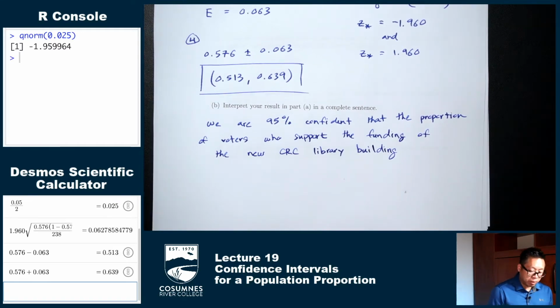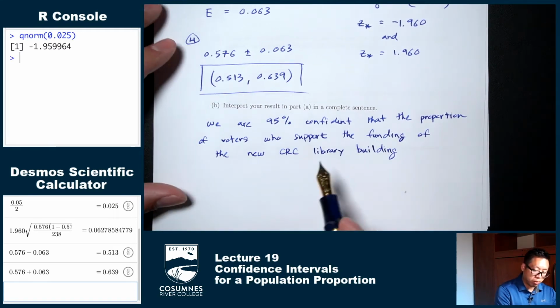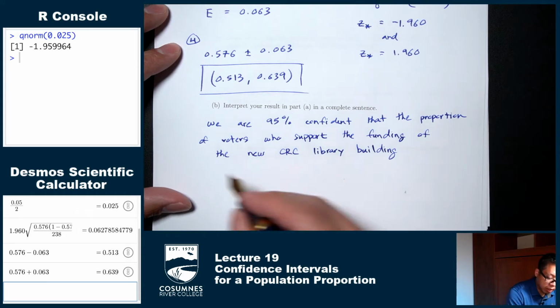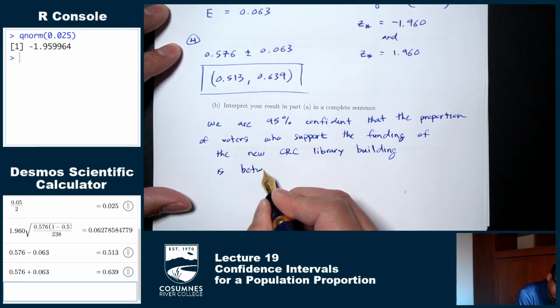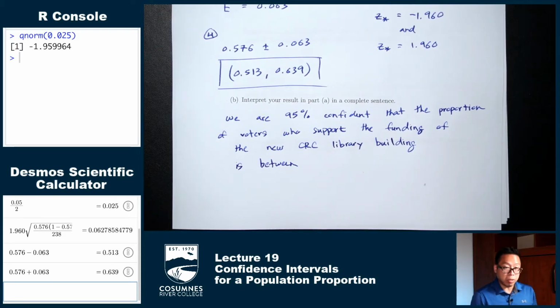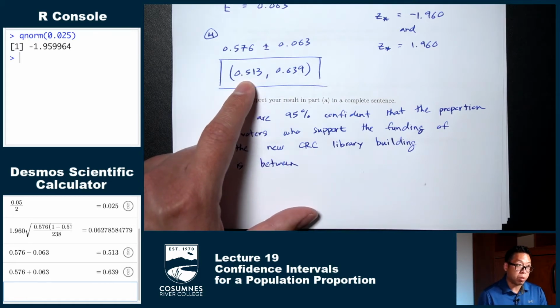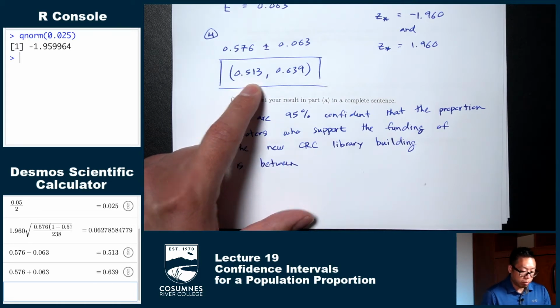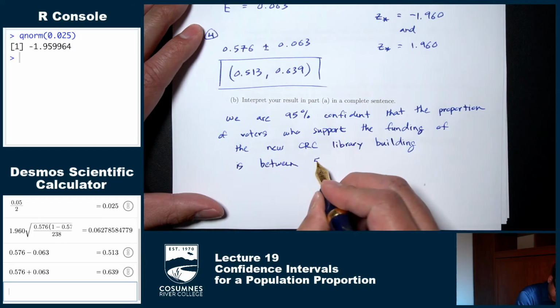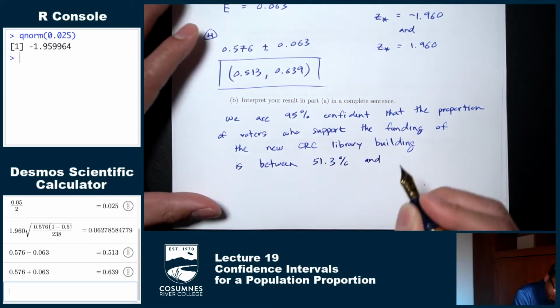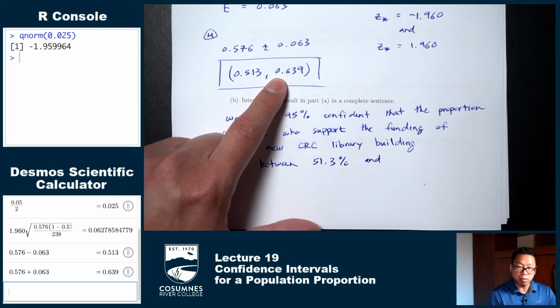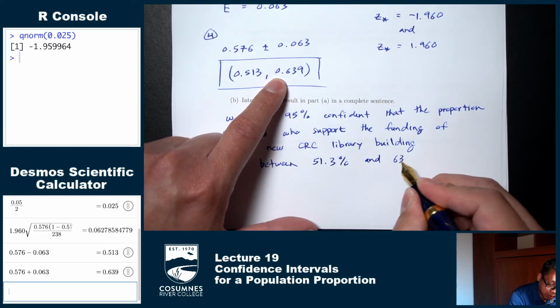Okay, we are 95% confident that the proportion of voters who support the funding of the new CRC library building is between. And then you're going to state your confidence interval. But when you write the sentence, I want you to convert it to a percent. Okay, so 0.513 as a percent would be 51.3%. And 0.639 as a percent would be 63.9%.